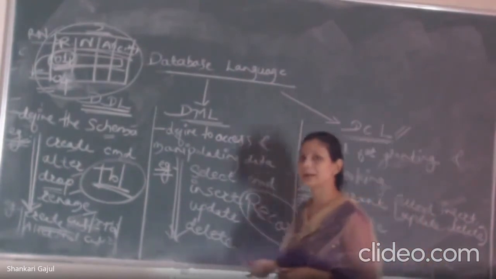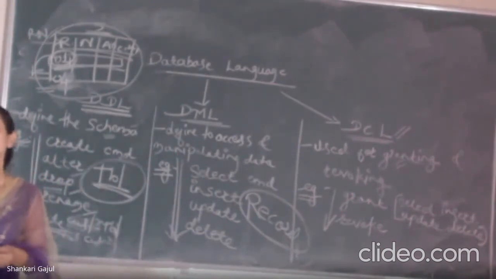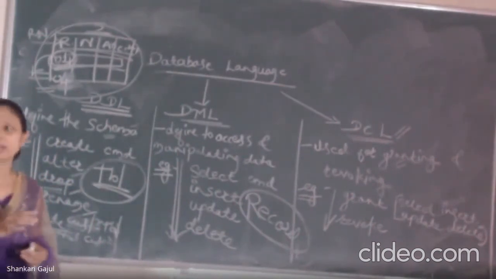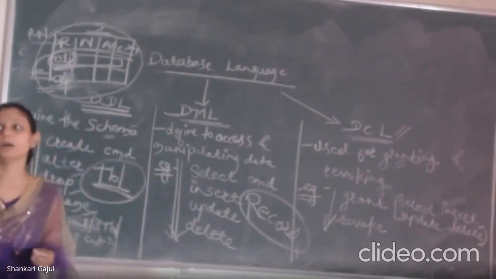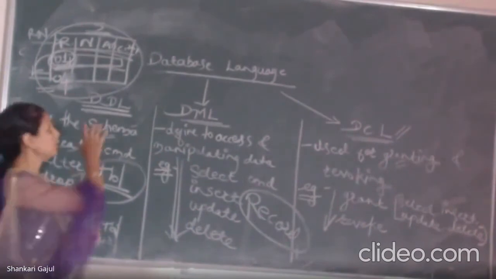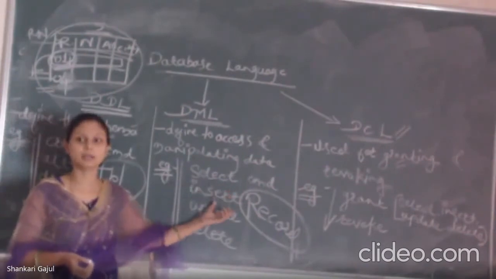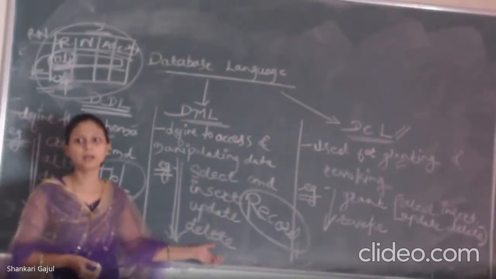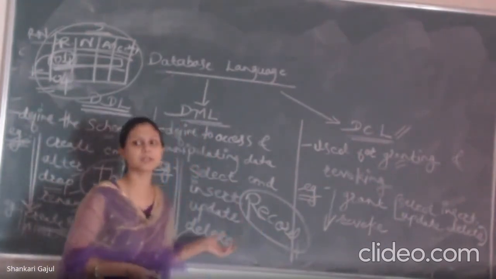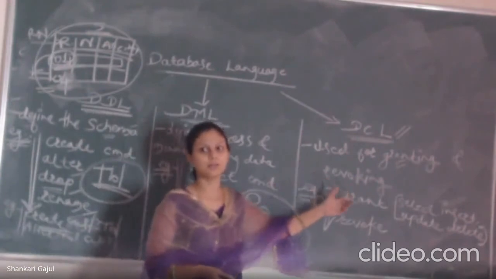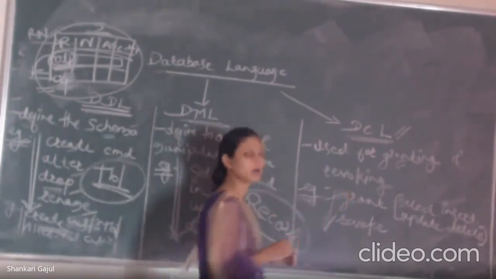So what do you mean by grant? The grant command is used to give permission to do some operations on the database. When permission is granted, it means it gives permission for doing so and so operations on the database. So what kind of operations? These are the operations: select, insert, delete and update. For doing these kinds of operations, the data control language gives the grant permission. Okay. So this is the grant command.